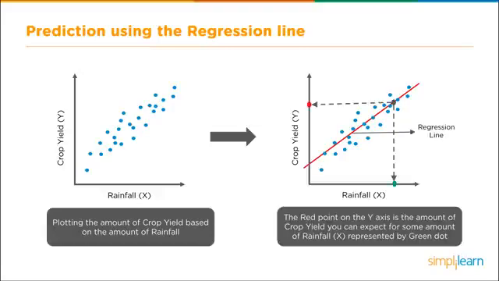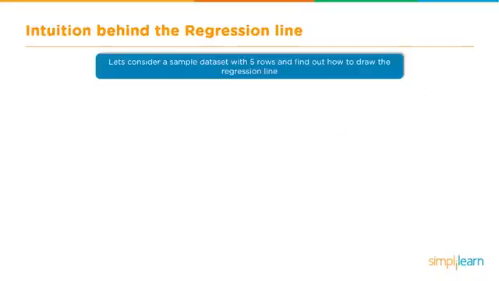And then we look at that, we put the red point on the y-axis, which is the amount of crop yield you can expect for the amount of rainfall, represented by the green dot. So if we have an idea what the rainfall is for this year and what's going on, then we can guess how good our crops are going to be. And we've created a nice line right through the middle to give us a nice mathematical formula. Let's take a look and see what the math looks like behind this. Let's look at the intuition behind the regression line.